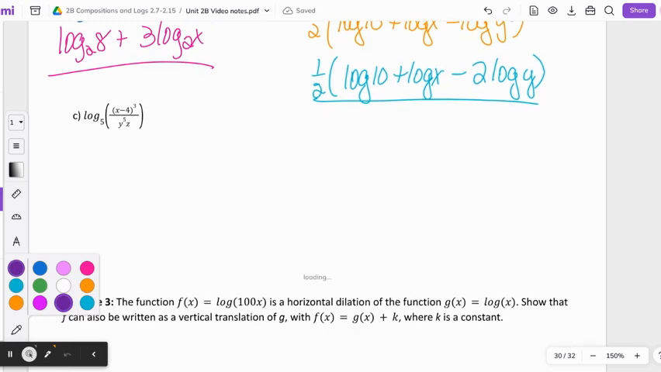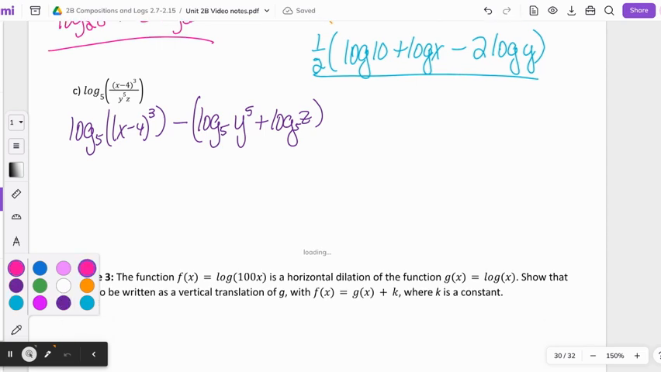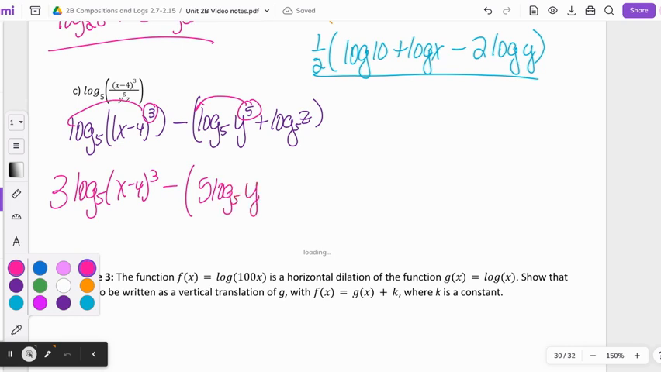All right, and then for C, so we've got division, so let's break that up. This would be log base 5 of x minus 4 to the 3rd minus log base 5 of y to the 5th. Now, since it's all down there, I'm going to do plus log base 5 of z, but in parentheses with the subtraction. All right, and then I would like to deal with both of these exponents. So 3 log base 5 of x minus 4 to the 3rd minus 5 log base 5 of y plus log base 5 of z.